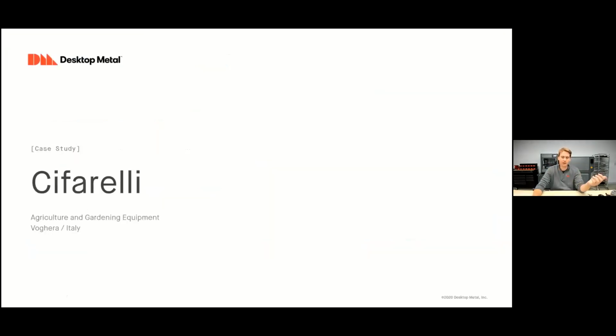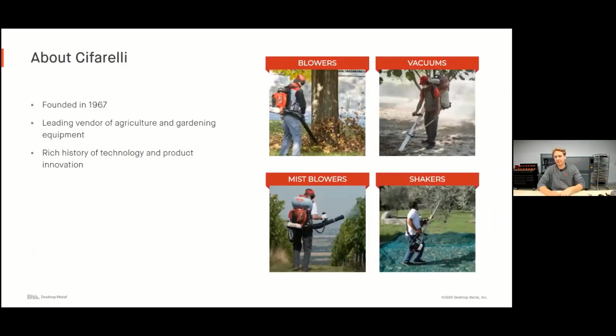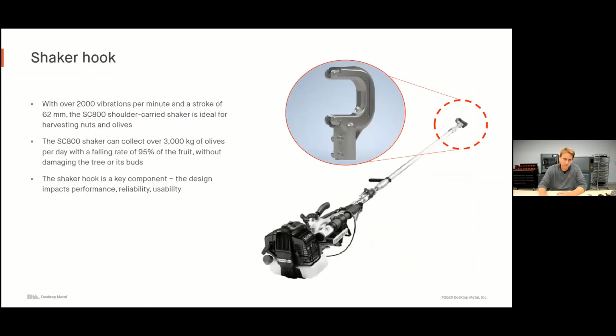Cifarelli, also located in Italy, founded in 1967. They're a leading vendor of agriculture and gardening equipment. They have a rich history of technology and product innovation. So, of course, they're looking to incorporate 3D printing across their entire product line. The part we're going to talk about today is this shaker hook.